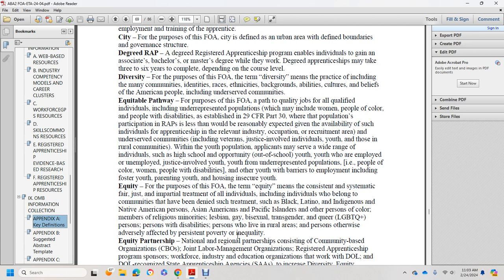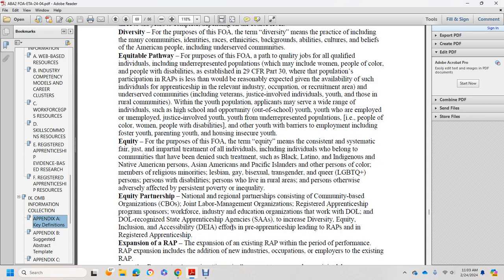the consistent and systematic fair, just, and impartial treatment of all individuals, including individuals who belong to communities that have been denied such treatment: Black, Latino, Indigenous, Native American persons, Asian Americans, Pacific Islanders, and other persons of color; members of religious minorities; lesbian, gay, bisexual, transgender, and queer persons; persons with disabilities; persons who live in rural areas; and persons otherwise adversely affected by persistent poverty and inequality.